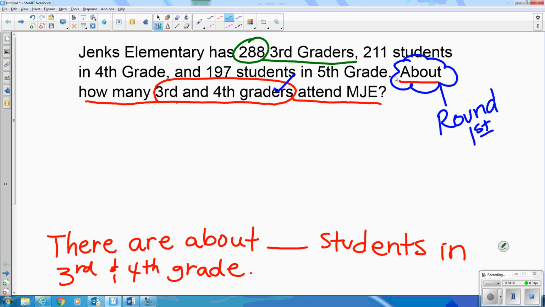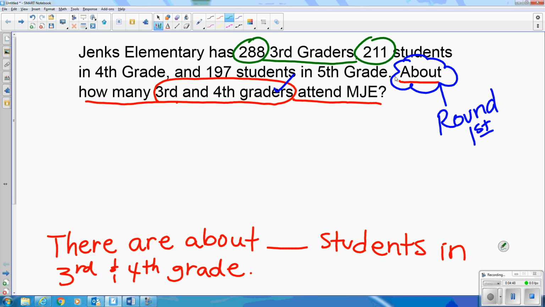Let's go on past the comma to this next comma. Bob, read it for us. 211 students in fourth grade. Stop right there. Stop at the comma. What was important there? 211 students in fourth grade. Bob, what was important there? 211 students in fourth grade.